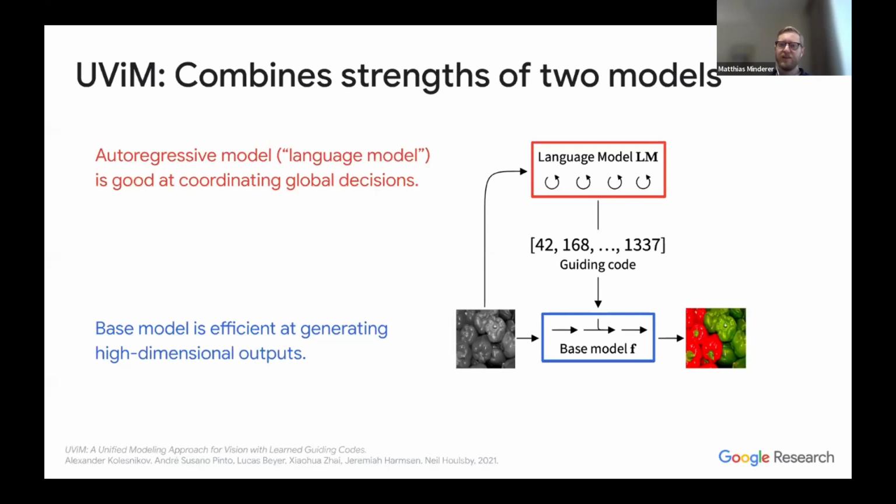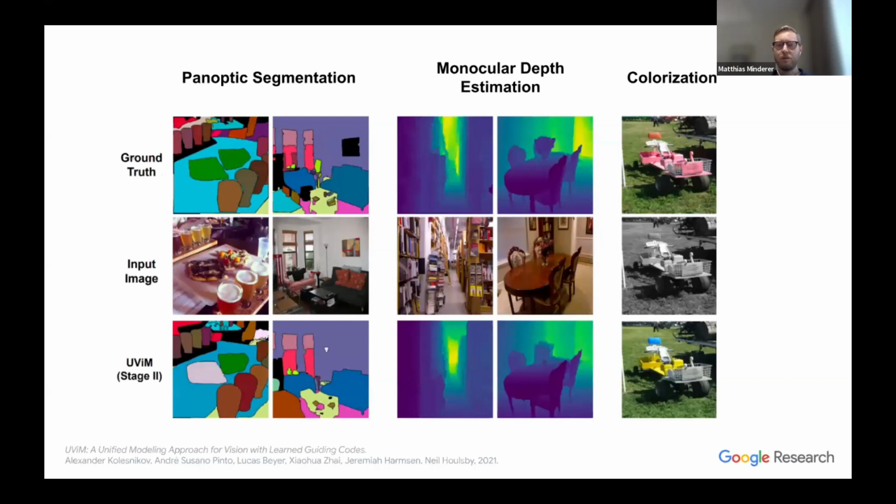So after training, we can then combine these two, and we then have this autoregressive language model that is very good at modeling these high-level dependencies between image regions, and the base model that's very good at efficiently generating high-dimensional outputs. And together, this ends up working quite well.